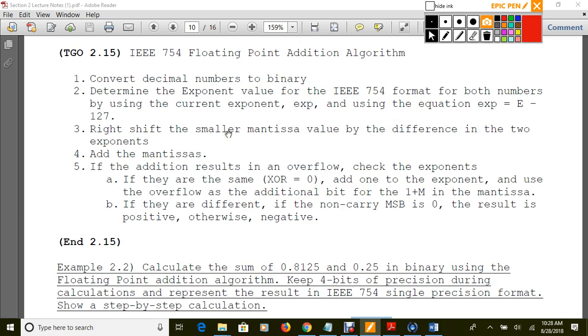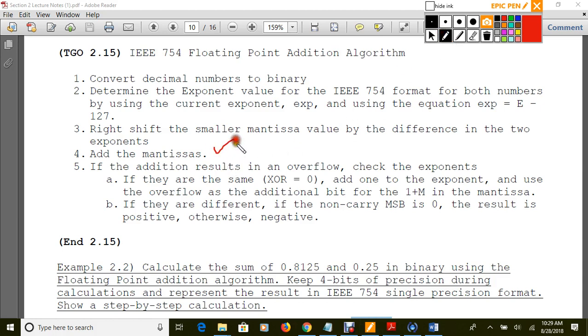Right shift the smaller mantissa. Oftentimes you're going to have a smaller value, determined by the difference in the two exponents. If you have one value that's 2 to the negative 1 and one value that's 2 to the negative 2, you're going to shift them to ensure that they both have the same exponent when you start adding them. That's when you take the numbers out and put them into the arithmetic logic unit.